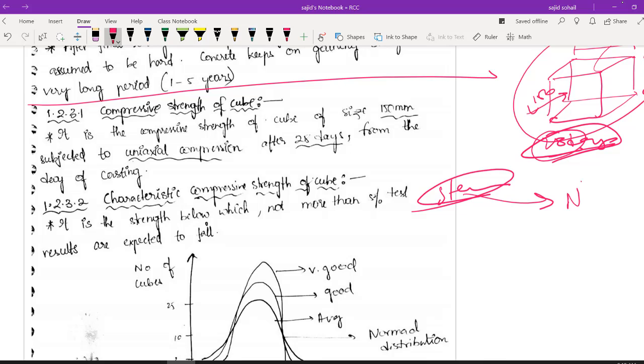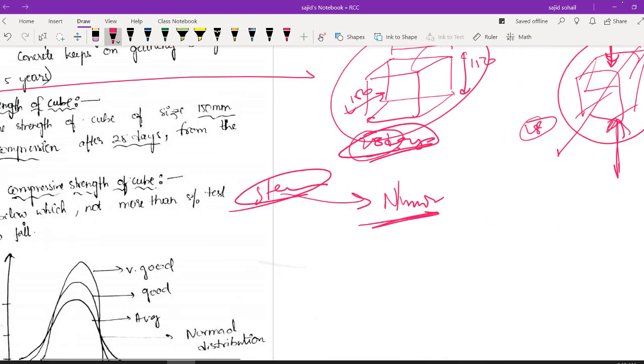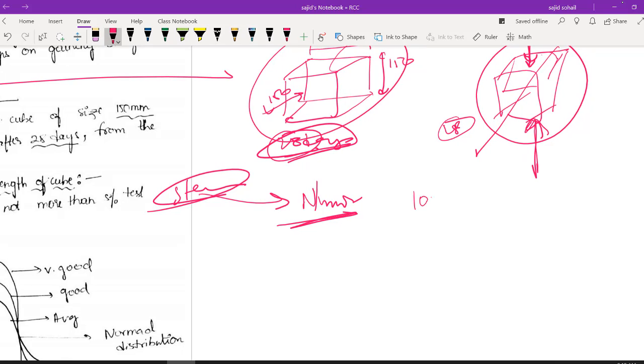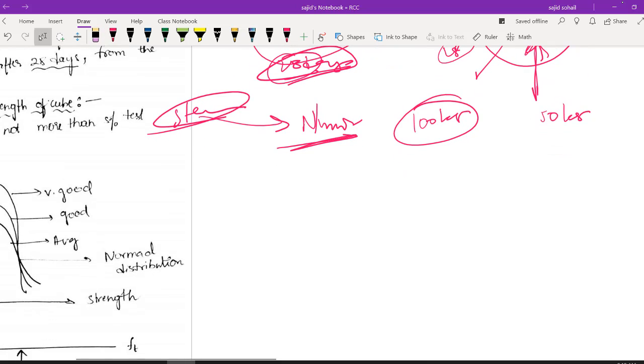Okay, it will come in Newton per mm square, okay? So always remember, strength corresponds to stress, not load. It does not mean that if something is taking 100 kg and some other thing is taking 50 kg, you can say the 100 kg object has more strength. You cannot say that, because the 100 kg object could have more area, and the 50 kg object might have less area. So you cannot say this has more strength.